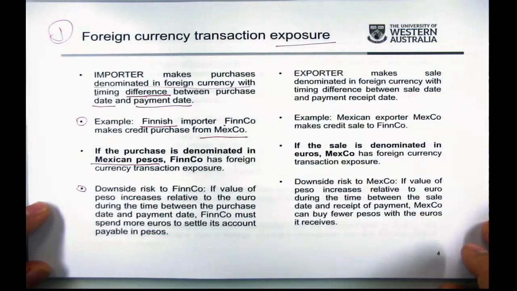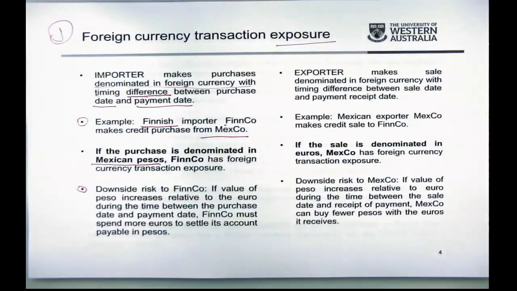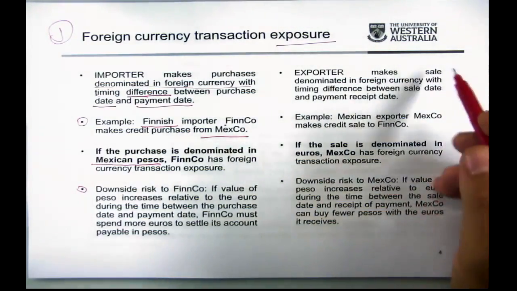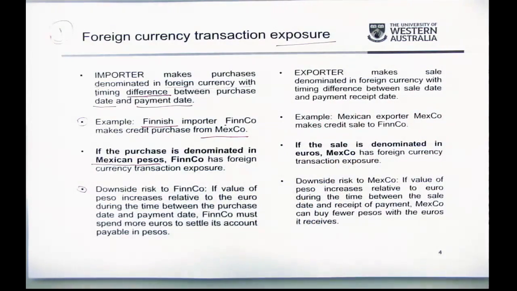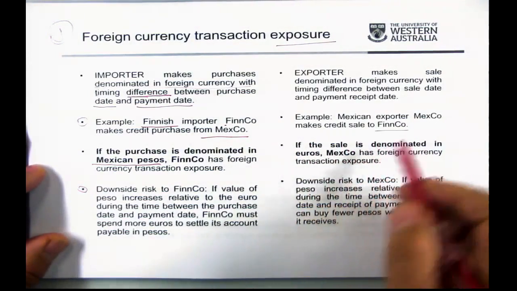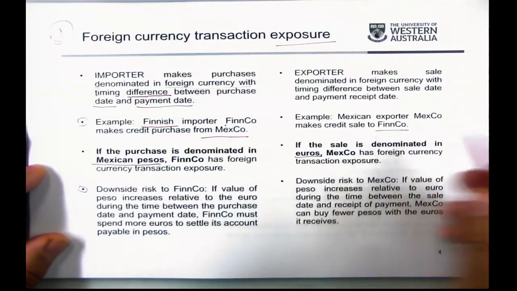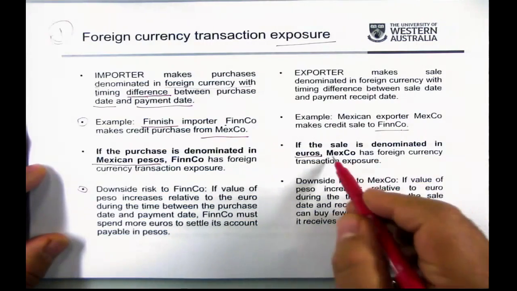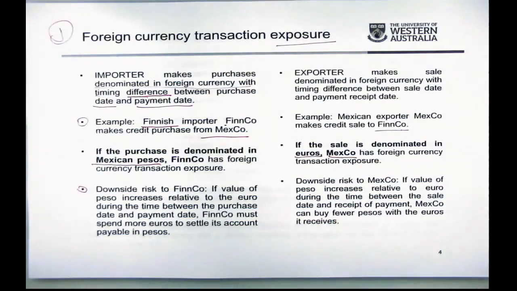And the opposite is true if we are looking from the perspective of the exporter. The exporter makes sales denominated in foreign currency with a timing difference between the sale date and the payment date. Example, a Mexican exporter, Mexico, makes credit sales to Finco. If the sales are denominated in euros, in this case, Finco doesn't have any exposure. But Mexico does have an exposure because its local, functional and presentation currency is the pesos.